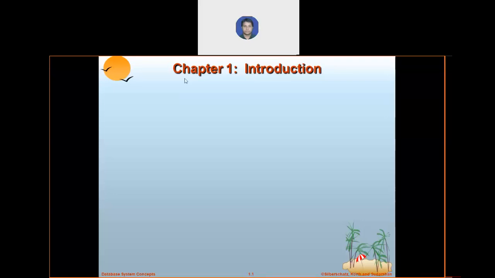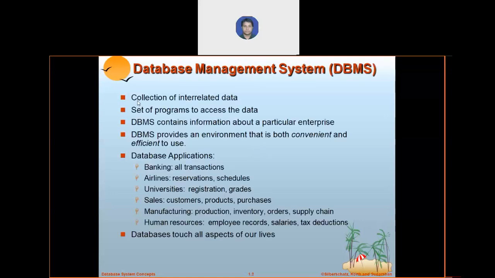Then we wrote a very good definition of the database management system. How can we define the DBMS? A DBMS is a collection of interrelated data and a set of programs to access those data. A DBMS contains information about a particular enterprise, a particular organization. Whenever we talk about a database, it is always associated with some enterprise, like a bank, a reservation system, or a library. A DBMS provides an environment that must be convenient and efficient to use. We always have to make sure that our DBMS provides information in a convenient and efficient way.